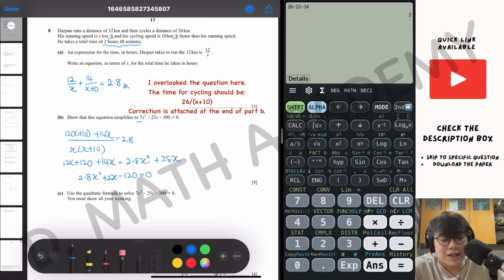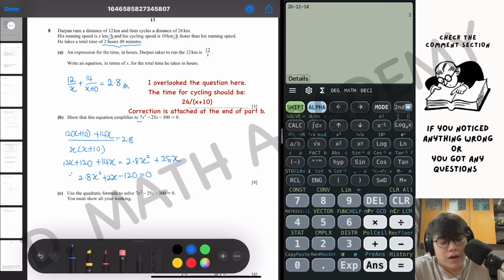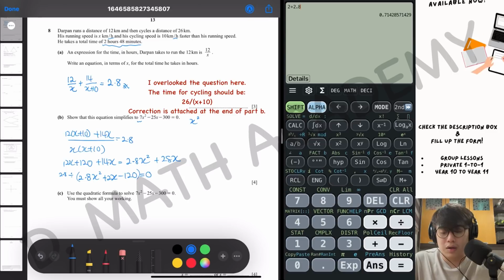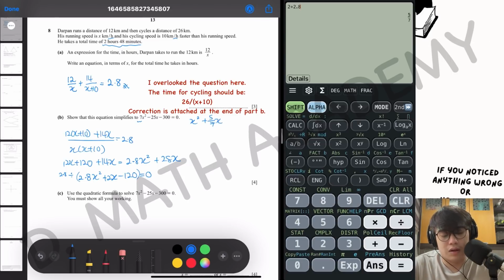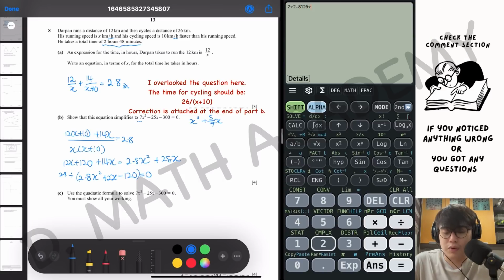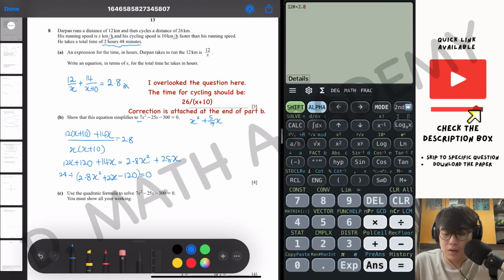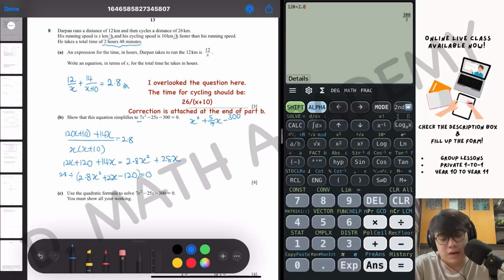So your task was to make it into 7. I take the first one as an indicator, so I decided to divide everything by 2.8 first. So divide it by 2.8 with this entire thing. So I get x squared. 2 divided by 2.8, you will get 5 over 7. And then 120 divided by 2.8, you get 300 over 7.